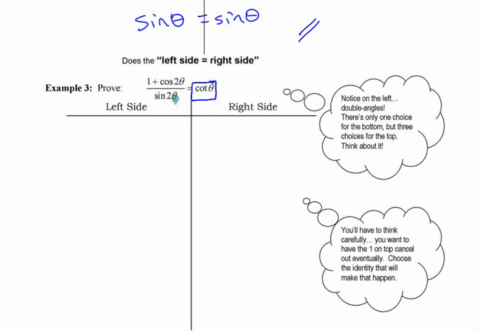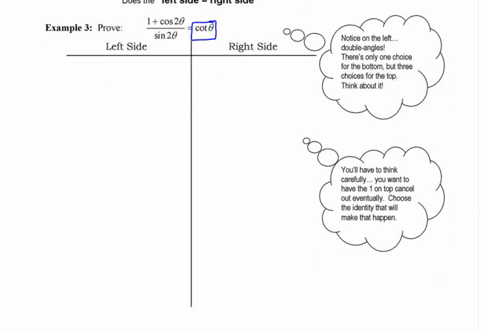The bottom you have no choice. You're going to put what sine 2 theta is equal to. But the top, you should pick something that's going to allow you to cancel out this 1. I don't want to do it for you because I want you to think about it, but if you were to choose properly, then you'd have 1 and you'd have a negative 1. They'd all cancel out and it would work out to something nice. You should work through these and think about it and check what you're doing.